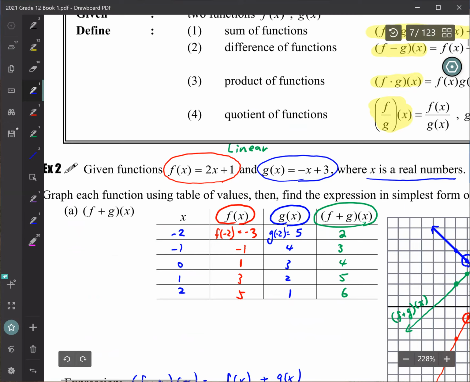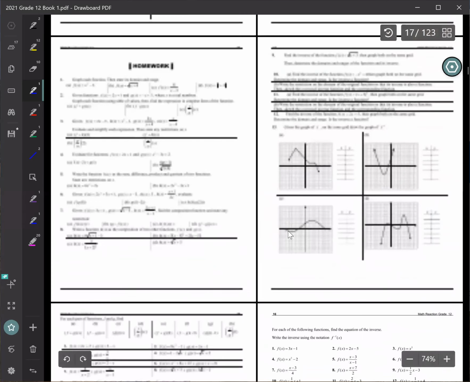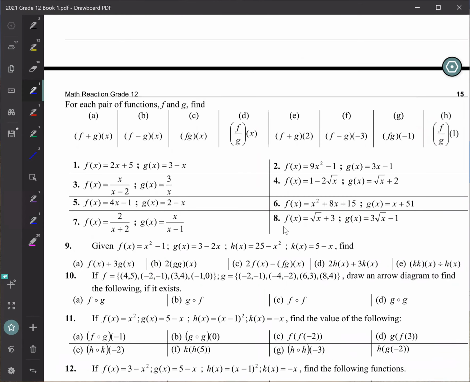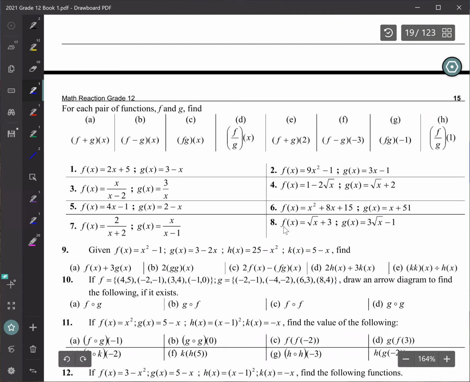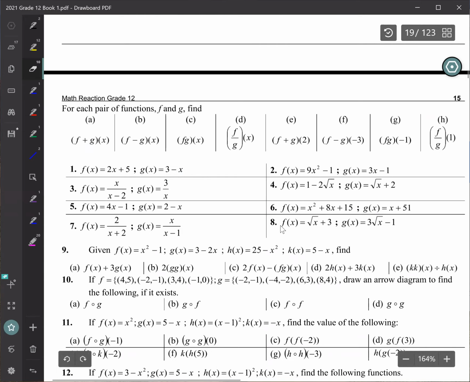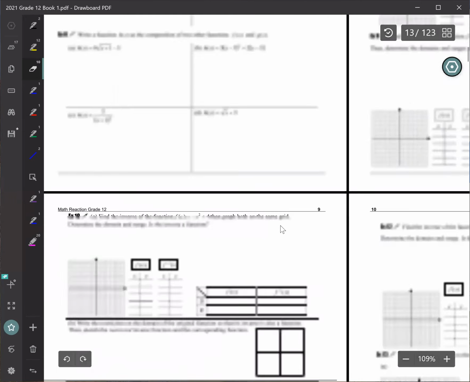So depending on the question, for the homework, let me quickly point out what the homework looks like. Question 1, on page 15, tells you the two functions, and then it tells you to add the two functions. Each question gives you two different functions, so it's always given. All right, let's go back and look at division now.